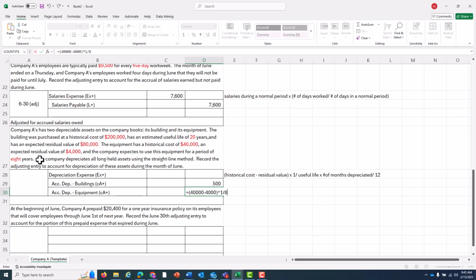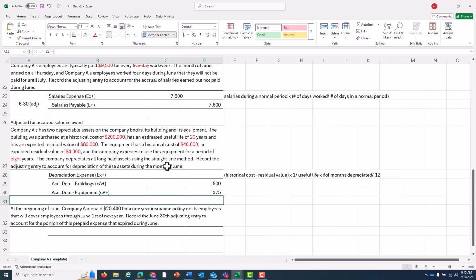We'd need to take away 1/8 of that depreciable base every single year, but we're making an adjustment just for the month of June, so one more time, just like above, I'm going to multiply that by 1/12. That comes up to $375. So between these 2 different types of depreciable assets, if you add those 2 numbers together, we are experiencing a total of $875 worth of depreciation. And we adjusted June asset depreciation. And this is happening on June 30th. We are recording that adjusting entry.